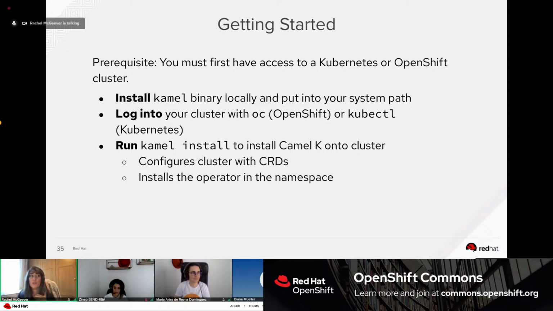And actually, if you don't want to deal with the CLI at all, you can just use the Camel K operator from the operator catalog on OpenShift, so just through Operator Hub, and it can be installed via Helm Hub.